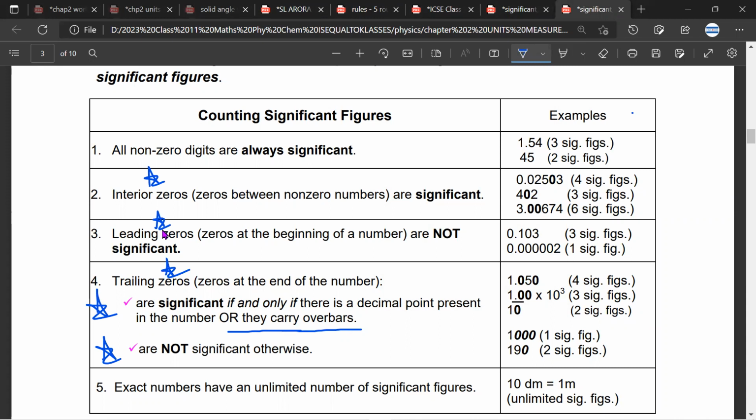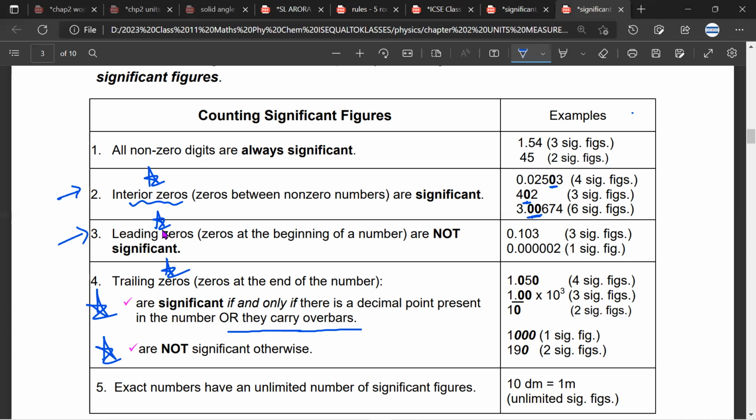Yes. The simplest are the interior zeros. Interior zeros are zeros which are stuck between non-zero numbers. Are we clear? Yeah. So interior zeros would always be significant. Are we clear? Yeah. Okay. Now we come to the second part, the leading zeros.